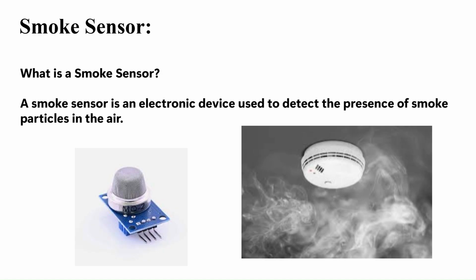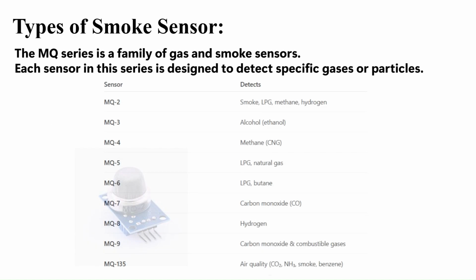What is a smoke sensor? A smoke sensor is an electronic device used to detect the presence of smoke particles in the air. Types of MQ sensors. The MQ series is a family of gas and smoke sensors. Each sensor in this series is designed to detect specific gases or particles.